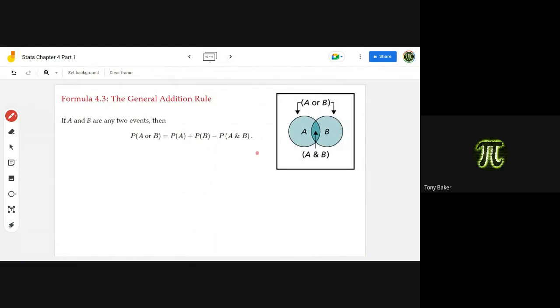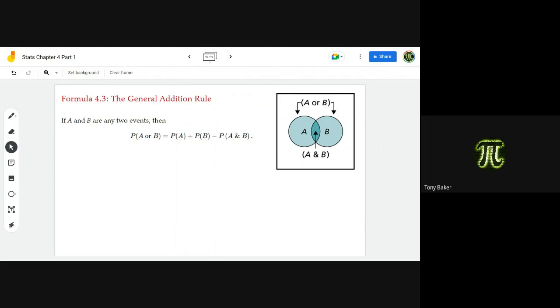If they are not mutually exclusive, we have P of A plus P of B minus P of A and B. So that's the overlap. Okay.